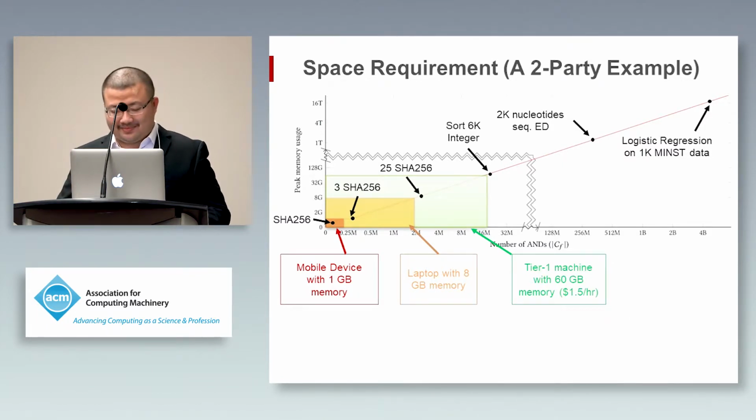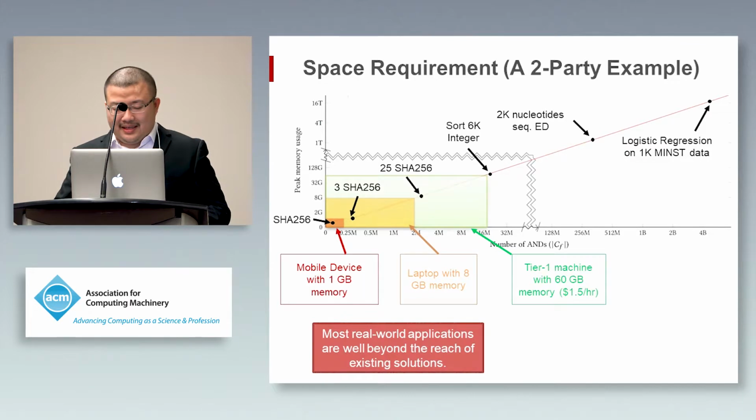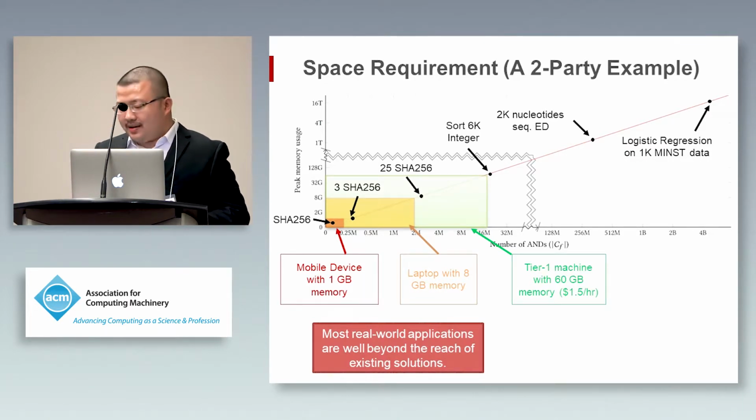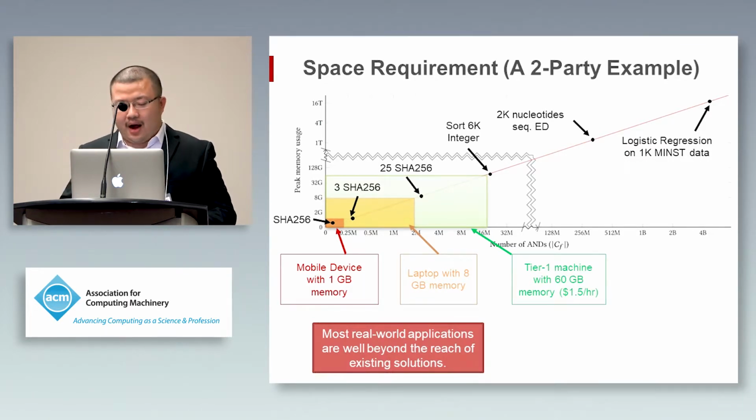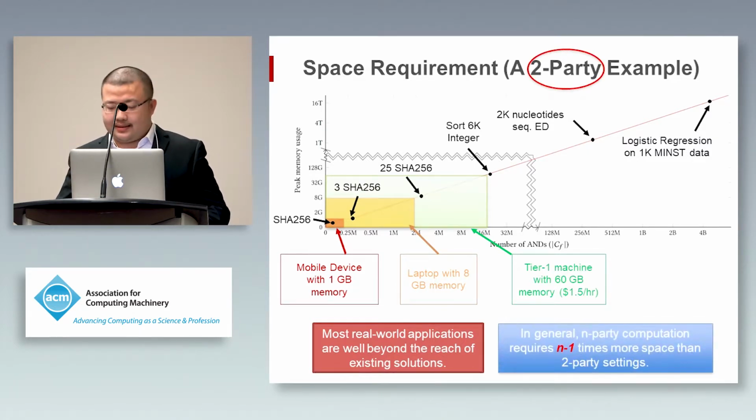We can see that in the two-party setting, even small-scale real-world applications are well beyond the reach of existing solutions. That's only in the two-party setting. For the n-party case, a multiplicative factor of n-1 will apply to the memory demand. That's to say, the gate cap posed by the memory limit will shrink by a factor of n-1. The situation only gets worse with more parties involved.